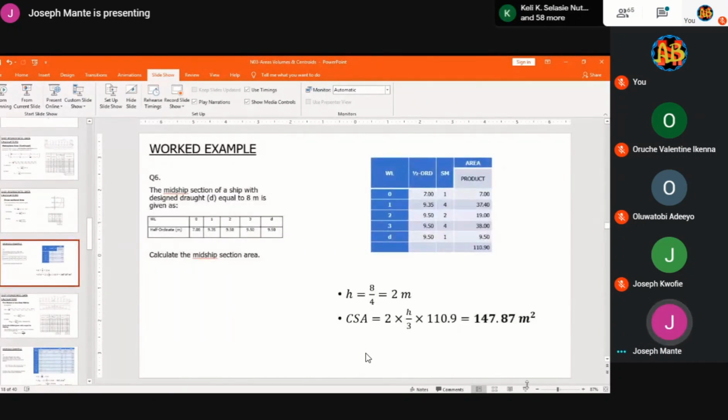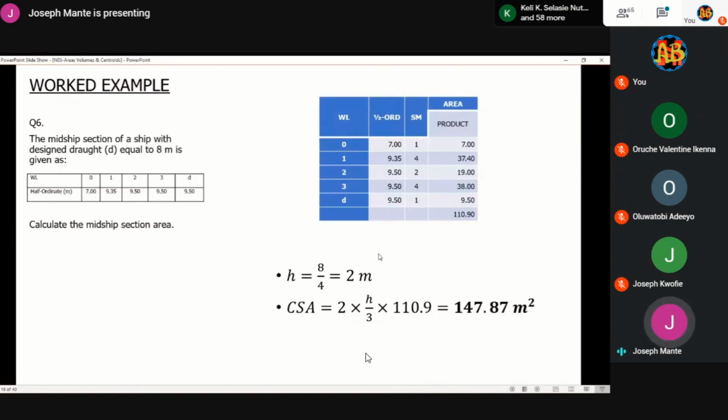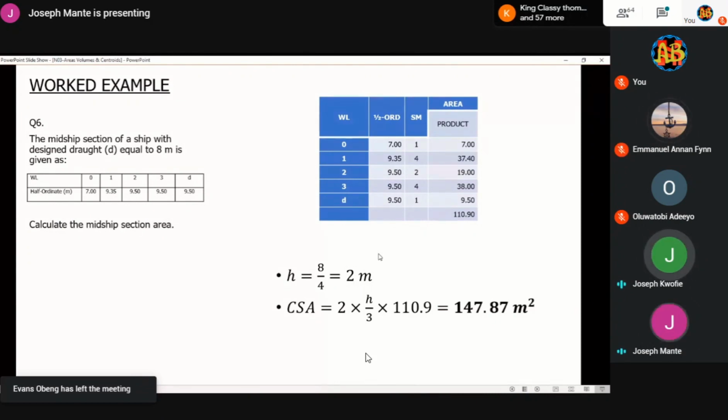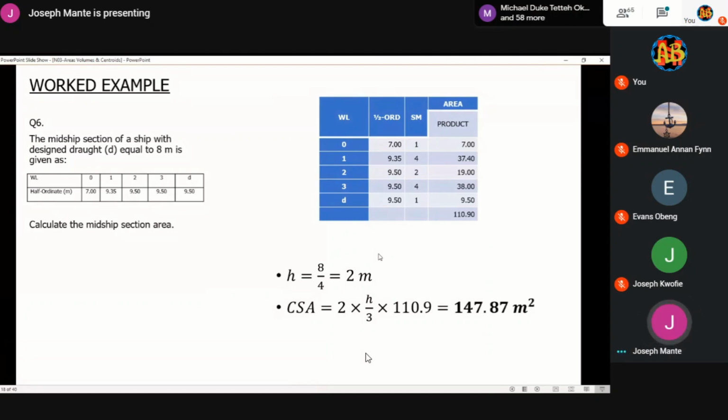You said why is it not 5? 8 divided by 5, why? But the division. Have you checked the division? From 0 to 1 is 1 division. Is that not it? Yes, sir. From 1 to 2 is 1 division. Is that not it? Yes, sir. From 2 to 3 is 1 division. Is that not it? Yes, sir. From 3 to 4 is 1 division.